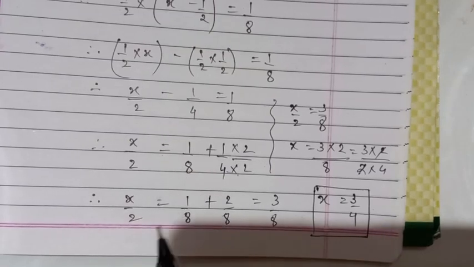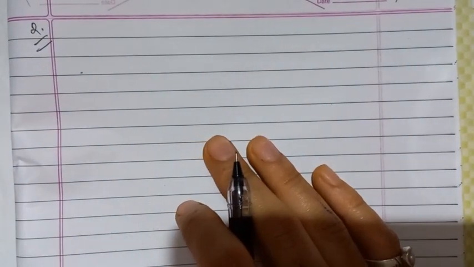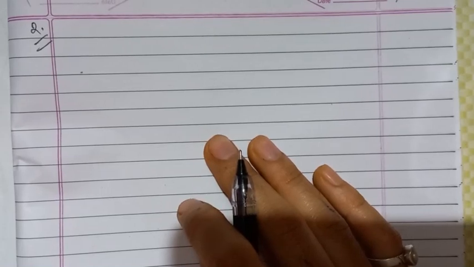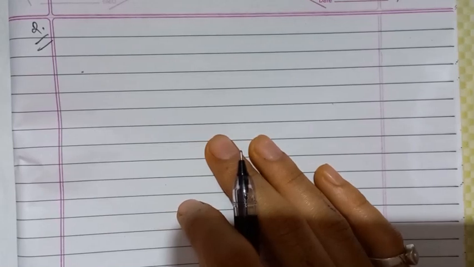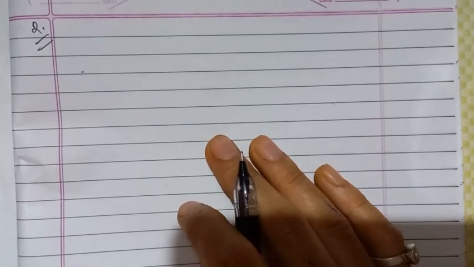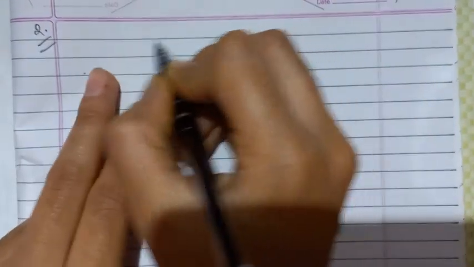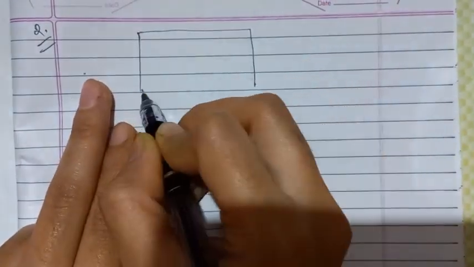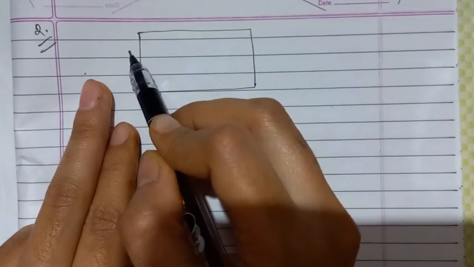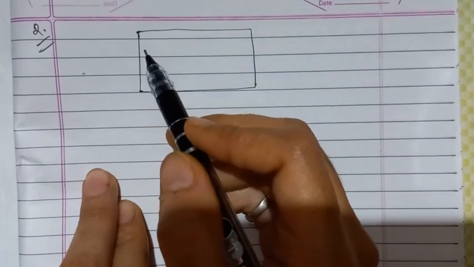Let's see question number 2. The perimeter of a rectangular swimming pool is 154 meter. The perimeter of a rectangle means the summation of the lengths of all the sides of the rectangle. If you have one rectangle, then the summation of all these lengths is 154.